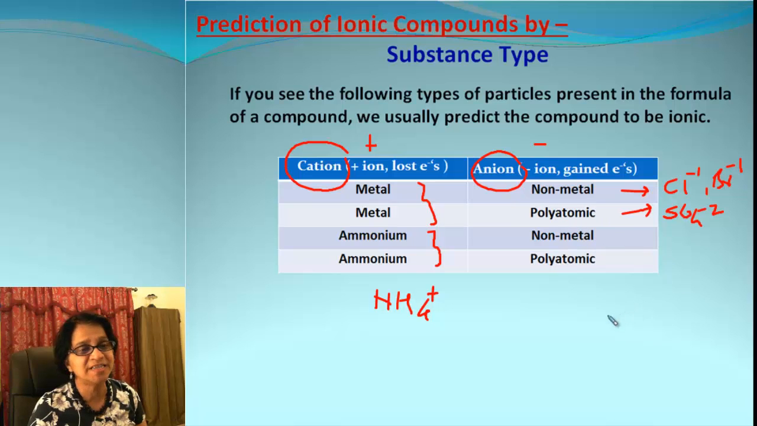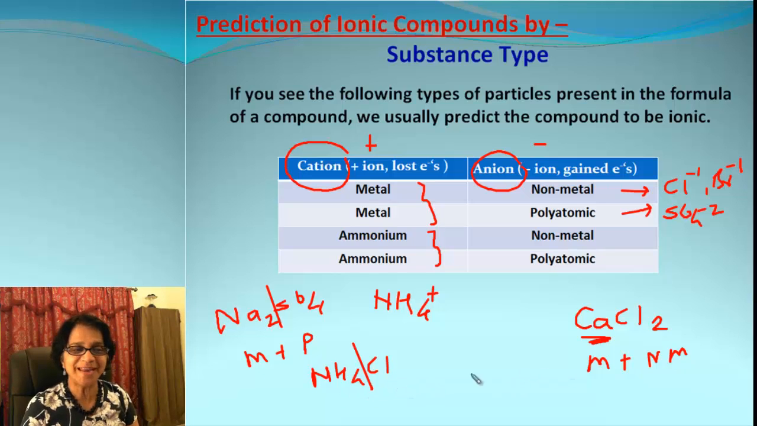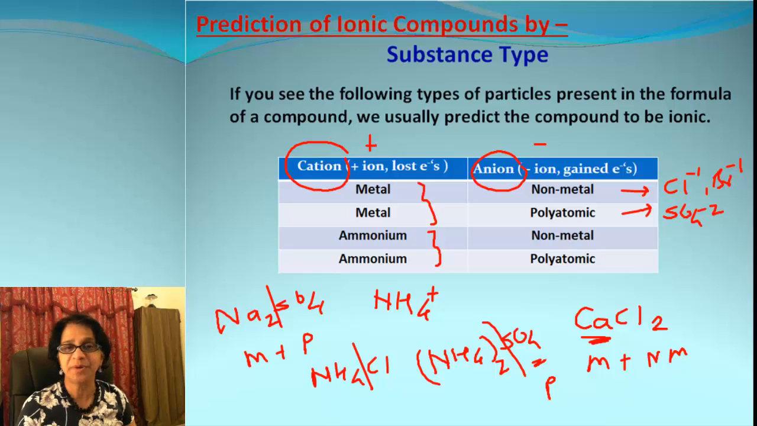So pretty much if your compound begins with a metal, for example CaCl2, that's a metal and that is a non-metal, so you can say that will be an ionic compound. Suppose we have sodium sulfate, we have the combination of a metal and a polyatomic ion. What if we have ammonium and chlorine? We get the ammonium ion and chloride ion. Or we can have ammonium sulfate, which is ammonium and a polyatomic ion. So pretty much by just looking at the name or compound formula, we can predict if it is an ionic compound.